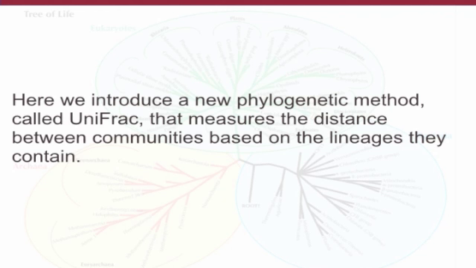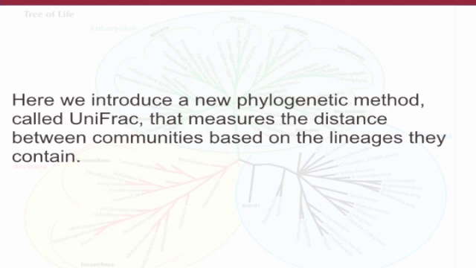Yeah, sorry, all of them are from the same environment. So then all of that branch length counts, so there would be more unique branch length in that case than the first case. And then you can create a distance matrix between the communities. So say, one community has more unique diversity.